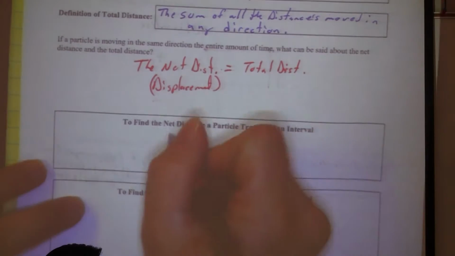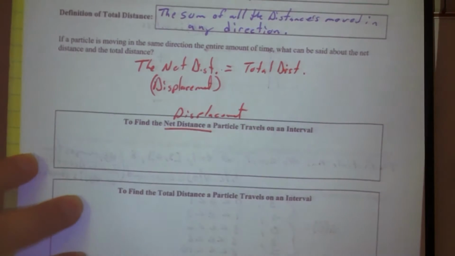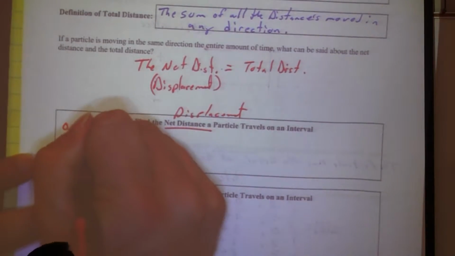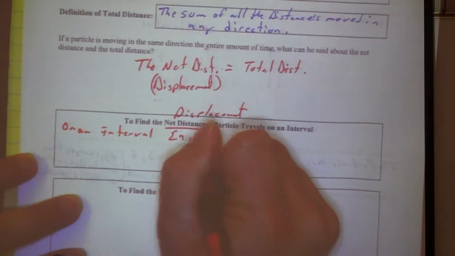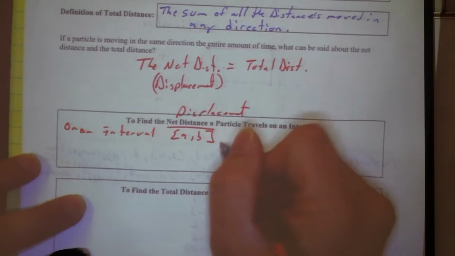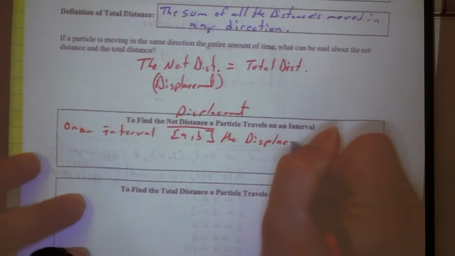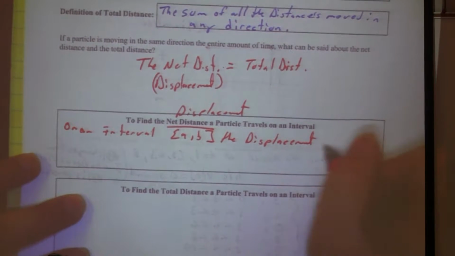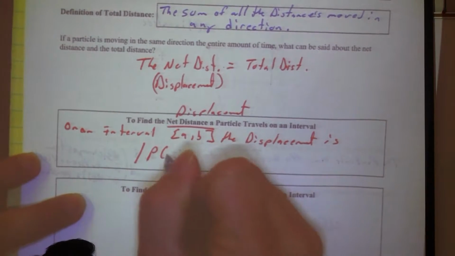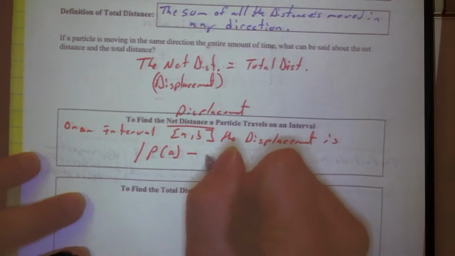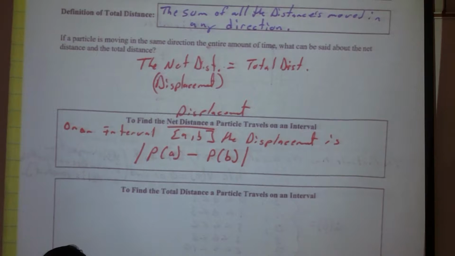Let's see how to find the net distance or the displacement. Right, so let's say on an interval from A to B, the displacement is just simply found by doing the absolute value of my initial position P of A minus my final position P of B, and getting the absolute value of it.